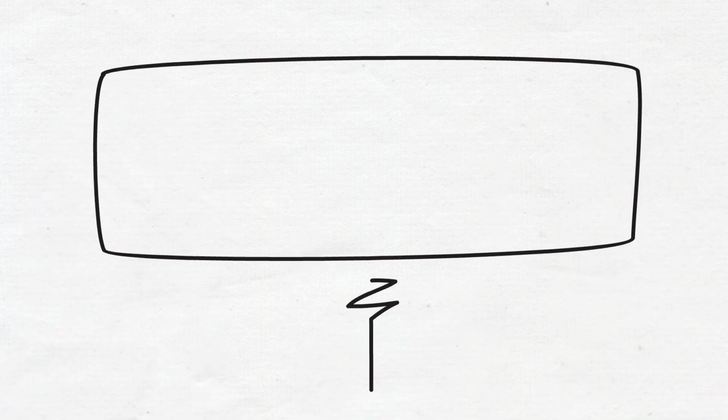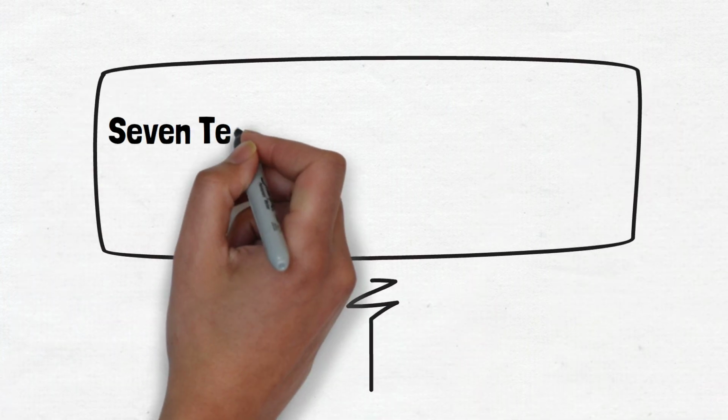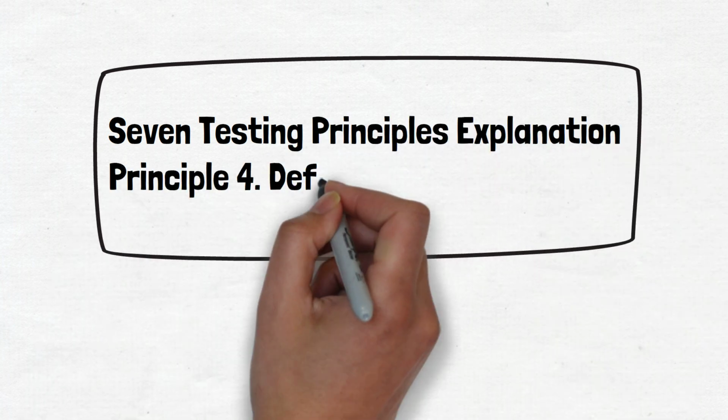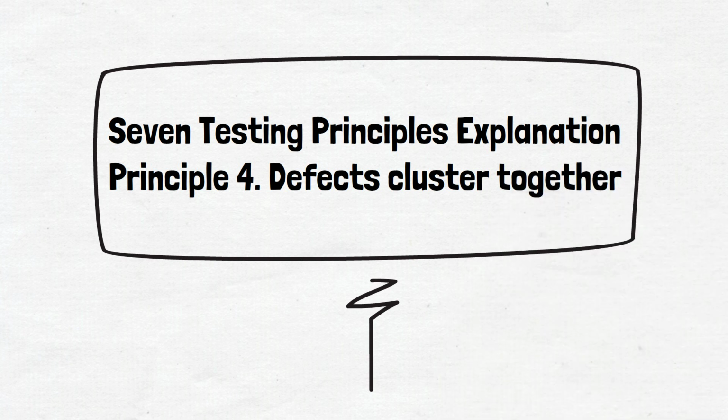Hi everyone! In this video, we'll try to find the answer to the question 7 Testing Principles Explanation, Principle 4. Defects cluster together. We are going to check ISTQB theory and talk in human language after. Let's begin.